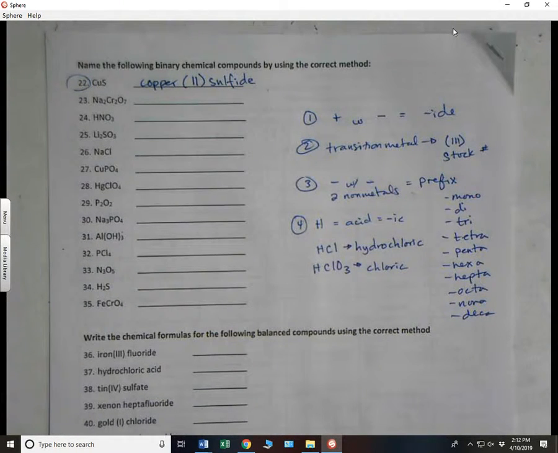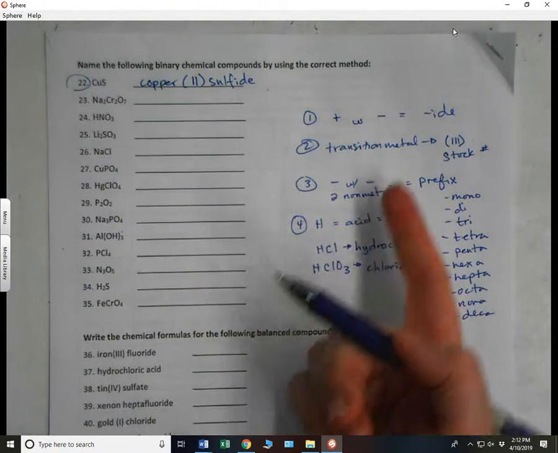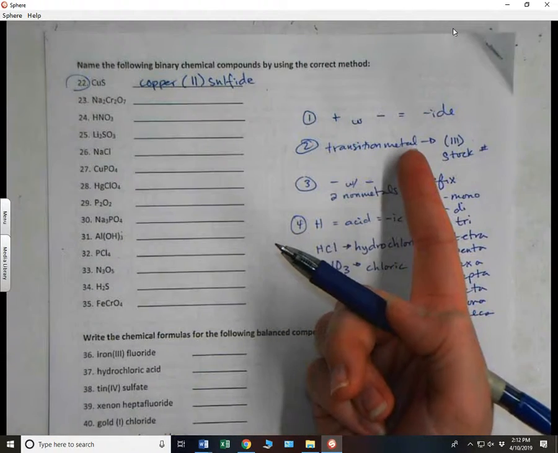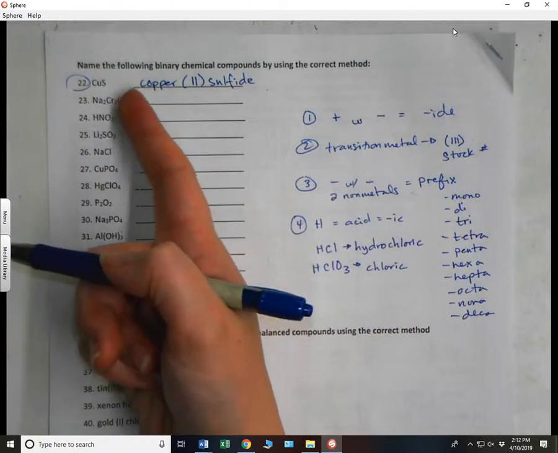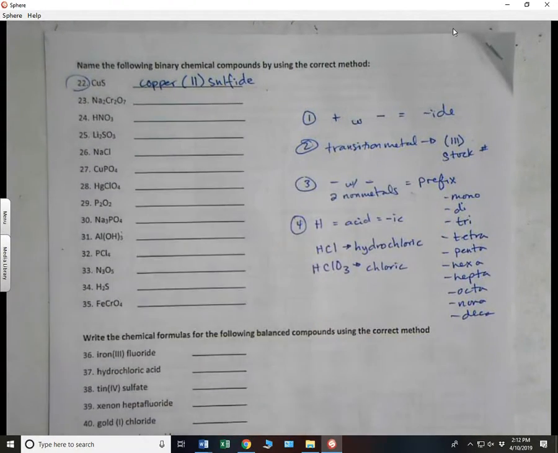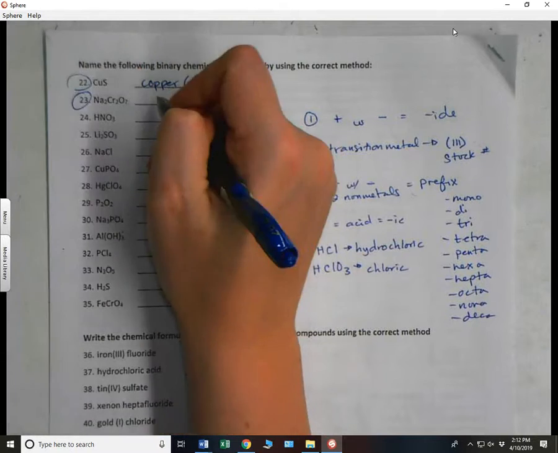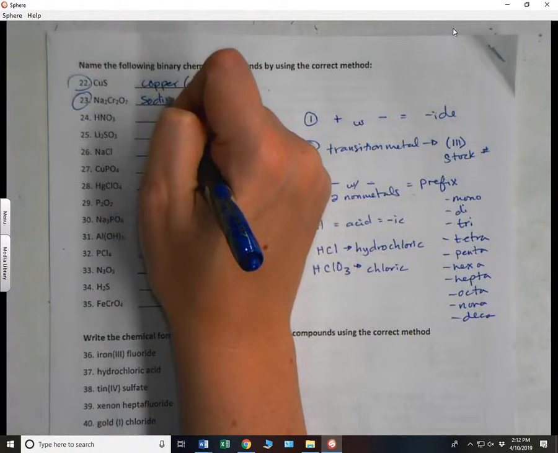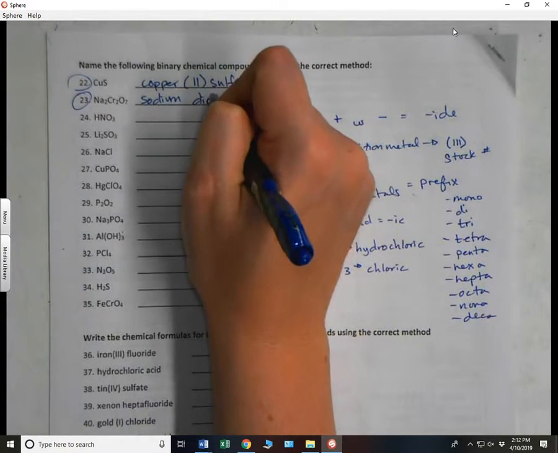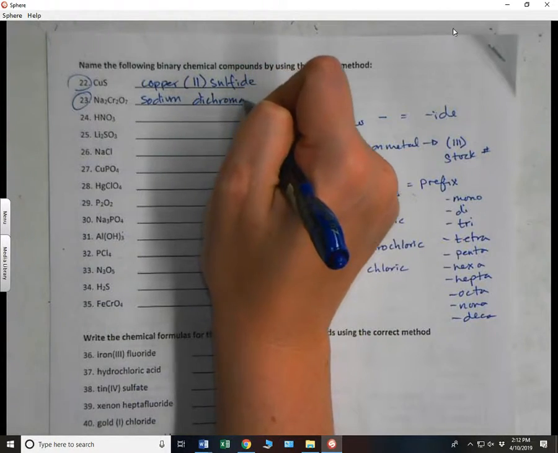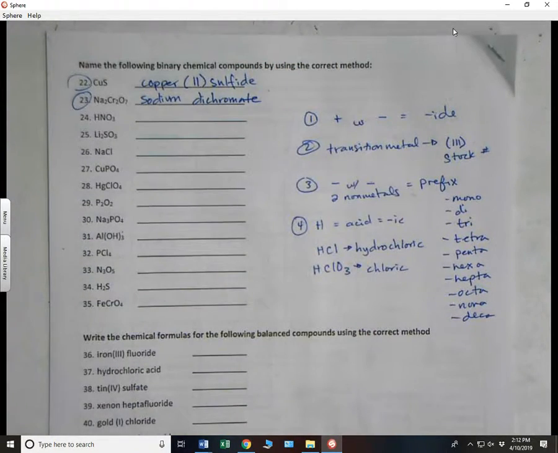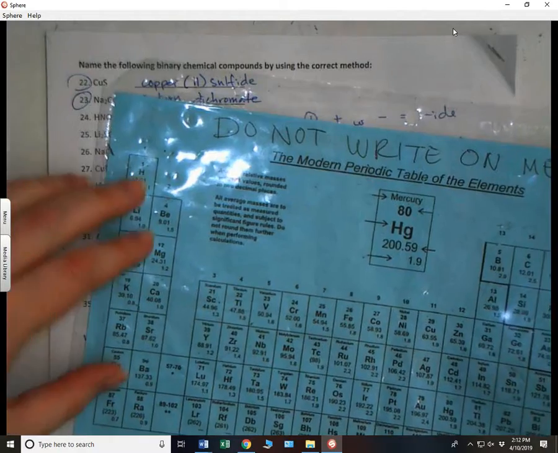I didn't really talk about polyatomic ions over here, but I'm assuming that you know that this polyatomic ion is negative and that it's a whole thing. So for example, for this one, this would be sodium dichromate. Nothing special, because sodium is a positive and dichromate is a negative.